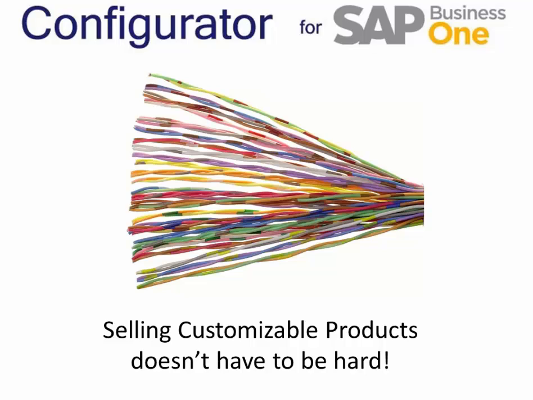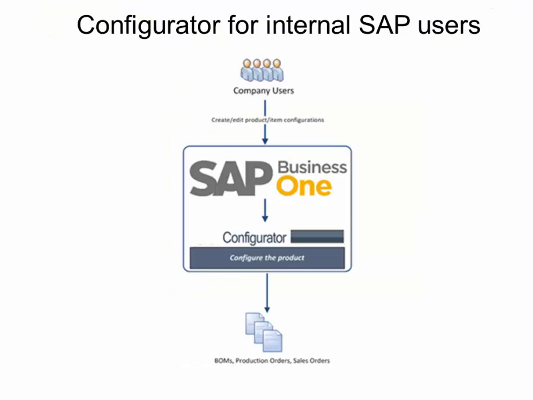Welcome to a brief overview of CIS Configurator for SAP Business One internal users, creating sales quotations and sales orders for products with configurable options. The CIS Configurator connector is certified by SAP and supports SAP Business One sales, assembly and production bill of materials.